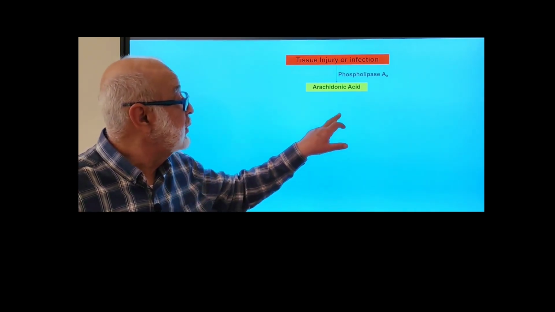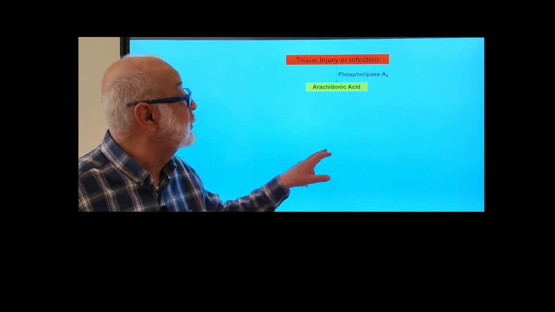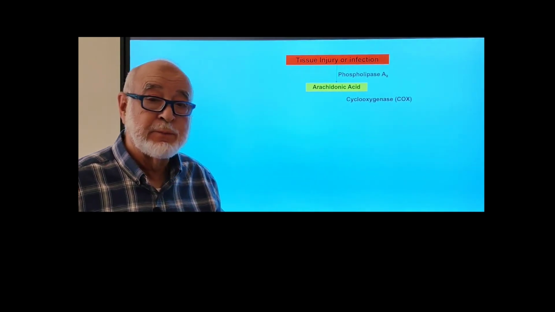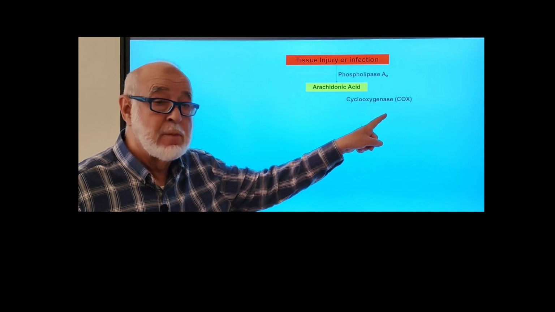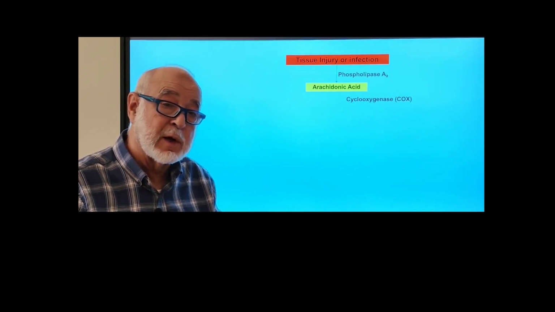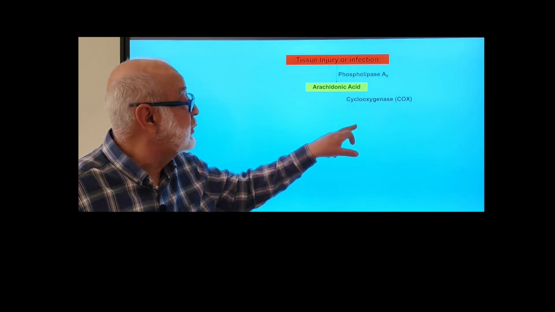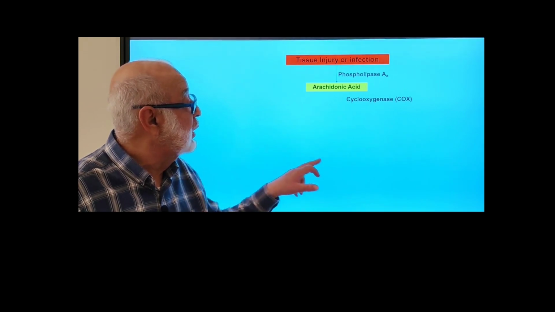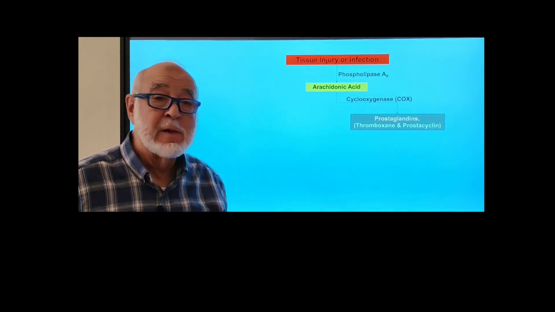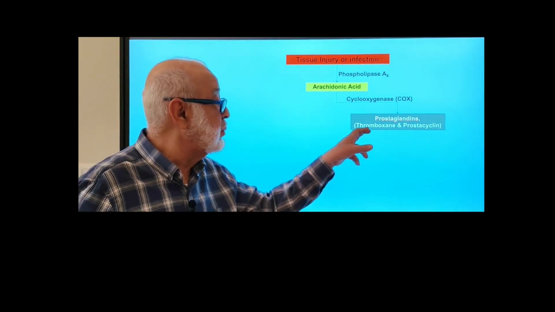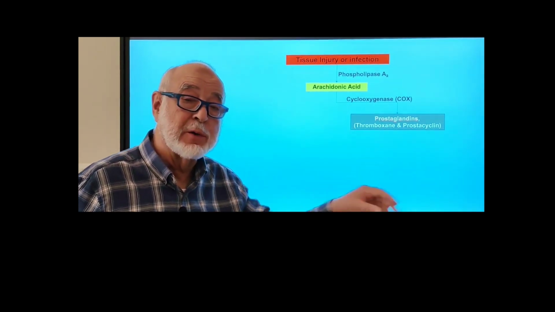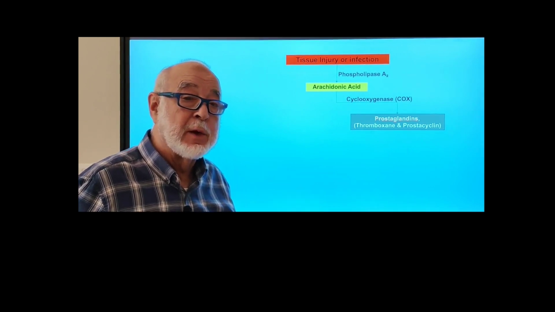It will be converted into different inflammatory mediators by two different enzymes. The first enzyme is known as cyclooxygenase. Cyclooxygenase or COX, as we will see inshallah next lecture, there are different types of COX. Cyclooxygenase will convert the arachidonic acid to what are known as prostaglandins, and of course thromboxane and prostacyclin. We'll talk about that in details inshallah in our next lecture.